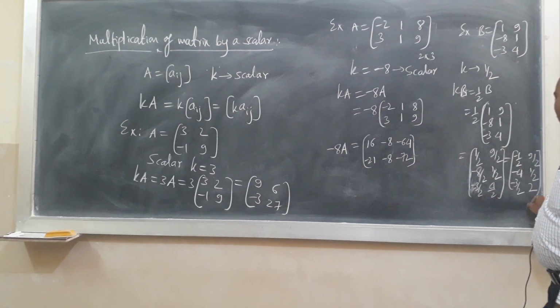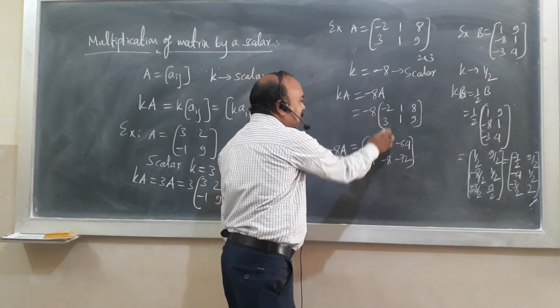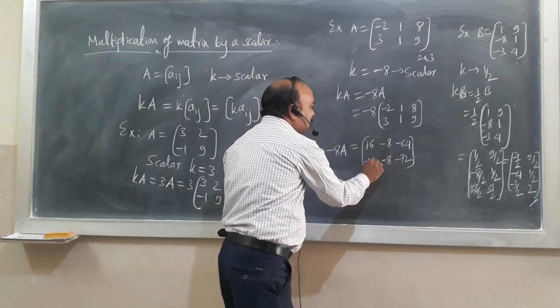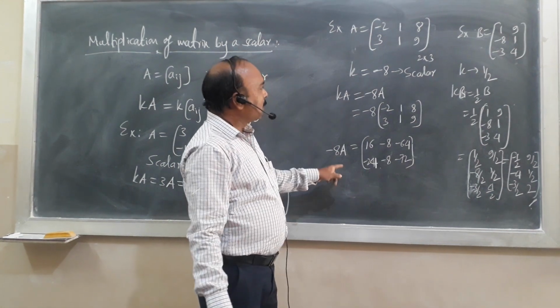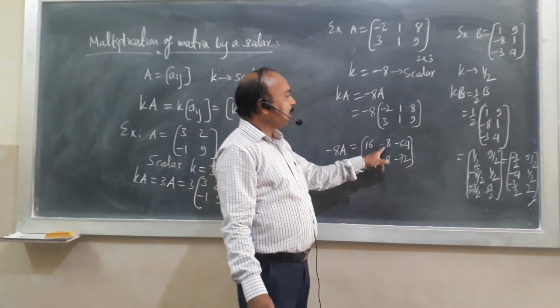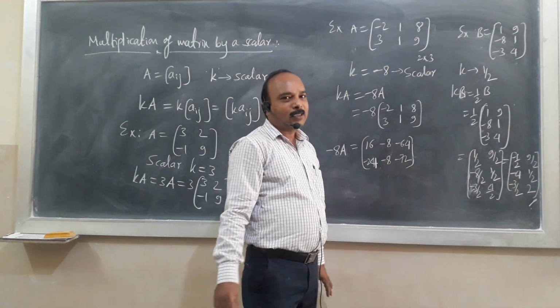Now it is scalar multiplication. Here you observe 8 times 3 is minus 24. So here minus 8 times the elements gives 16, minus 8, minus 64, minus 24, minus 8, minus 72.